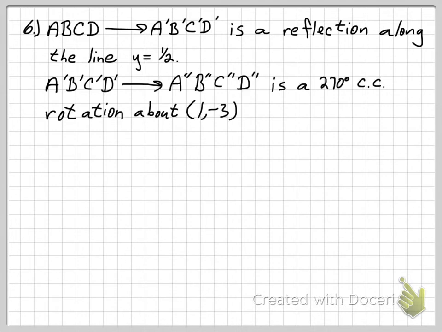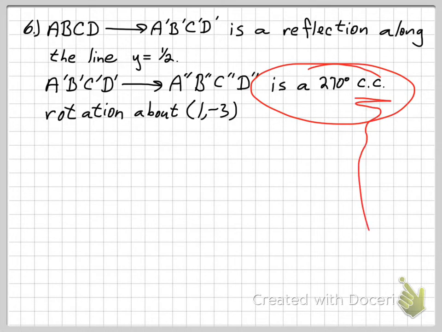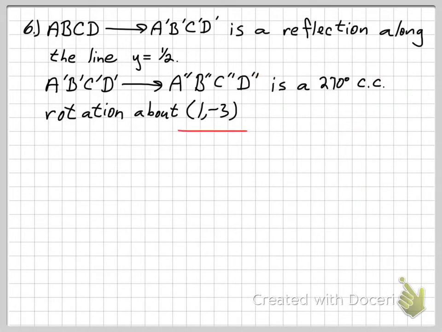Okay, and then to go from the prime figure to the double prime figure, this is the part you will not be responsible for. That's why I put a strike through it. The answer, though, is a 270-degree counterclockwise rotation about the point 1, -3.